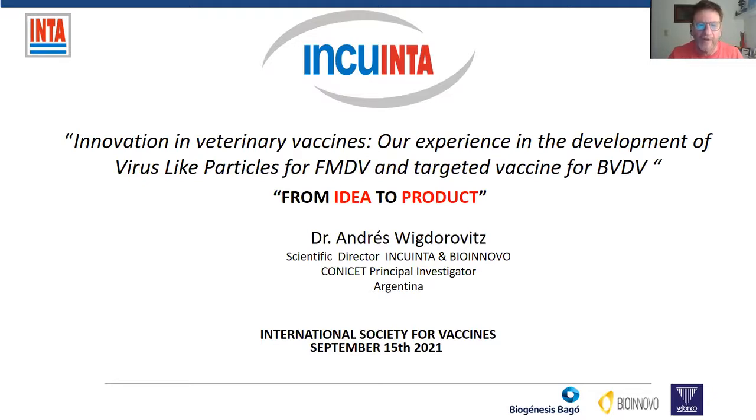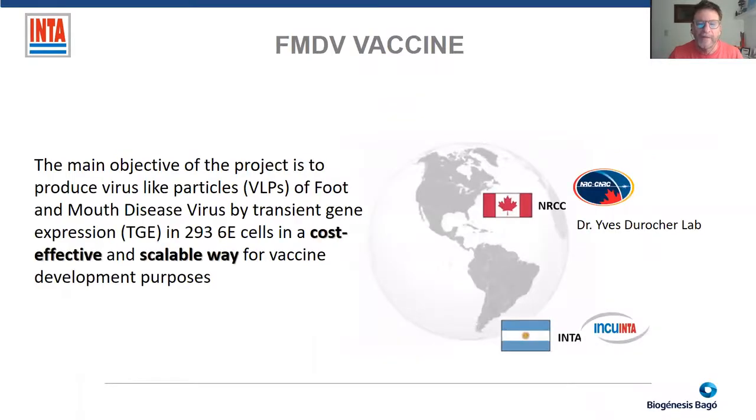In this presentation, I'm going to show our results and our experience in the development of virus-like particles for foot and mouth disease virus and a target vaccine for bovine diarrhea virus. The first 10 minutes are going to be related to the foot and mouth disease vaccine. The main objective of the project is to produce virus-like particles by transient gene expression using mammalian cells in a cost-effective and scalable way for vaccine development purposes.